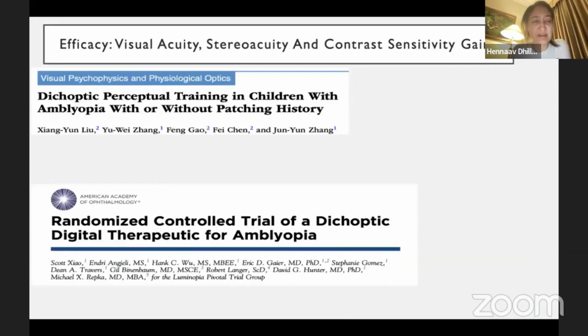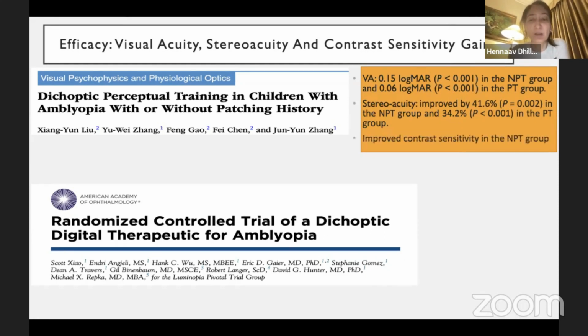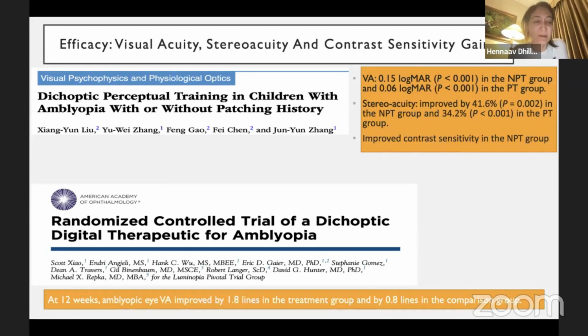A lot of studies in recent times have been conducted. A study conducted recently in 2015 in China stated that there has been a visual acuity improvement of 0.15 logMAR, which is clinically significant, compared to 0.06 logMAR in the patching group. The stereo acuity improved by 43% in the dichoptic group compared to 34% in the patching group, and improved contrast sensitivity was reported as well.